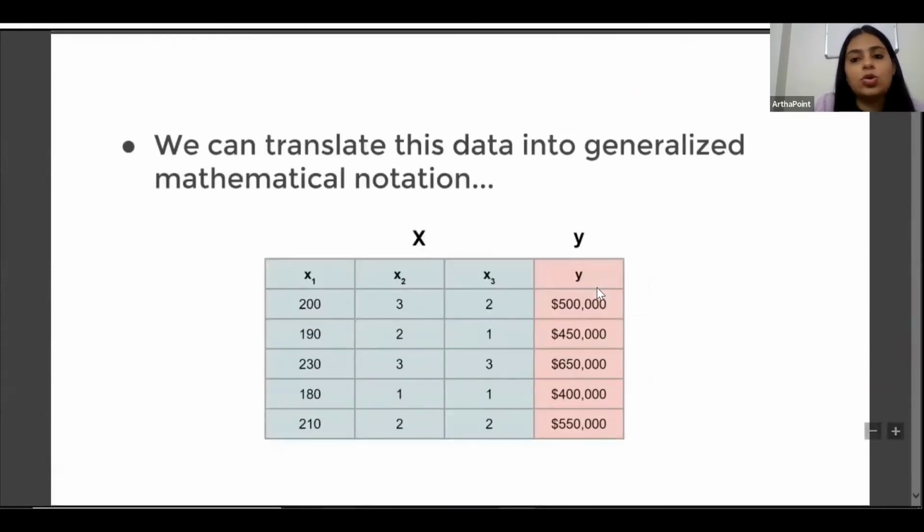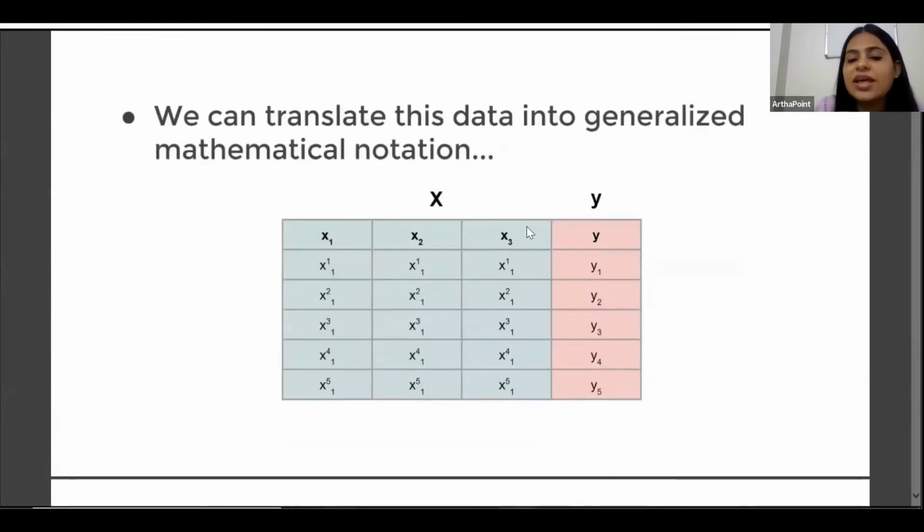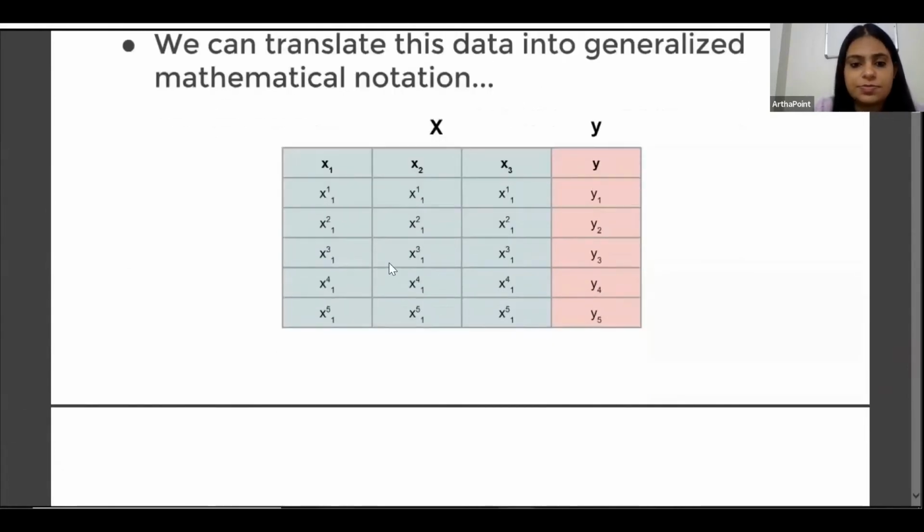So basically, what do we have? Well, we have a list of X's, X1, X2, X3. These are my features. These are my independent variables. And these independent variables determine my dependent variable, which is Y. So something like this is a general form of writing the data set.